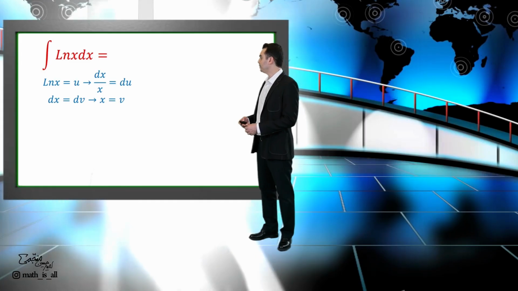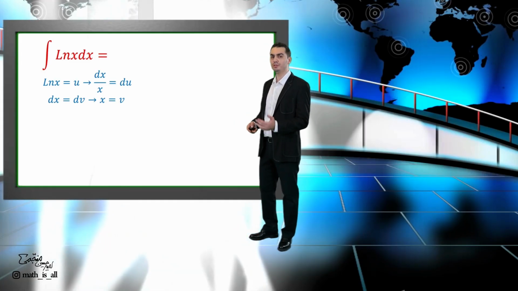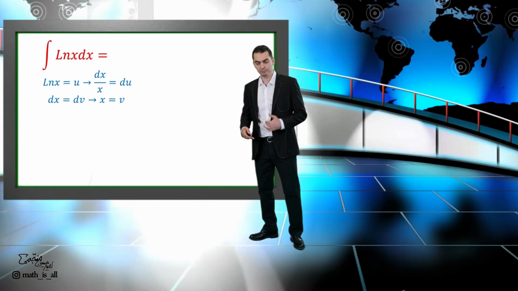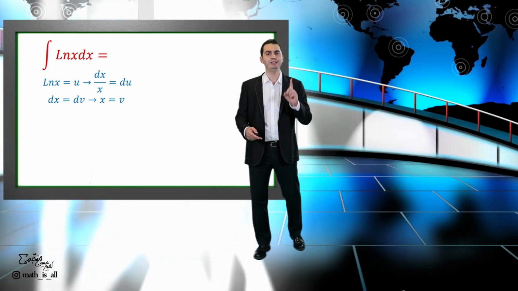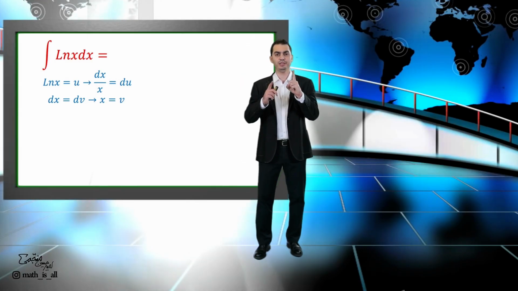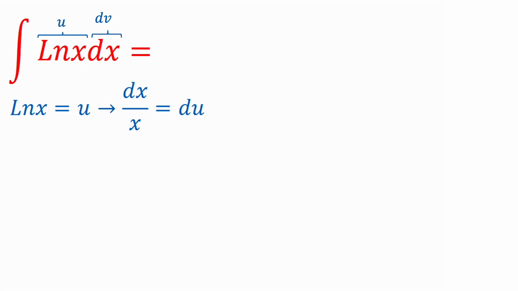What is left? One dx remains. We will take that dx and set it as dv. You must be careful. Dx actually means 1 times dx. 1 dx is equal to dv. Now we integrate both sides of this equation. The integral of 1 times dx becomes x, and the integral of dv also becomes v. So x is equal to v. That's it. Our u and v values have now been found.